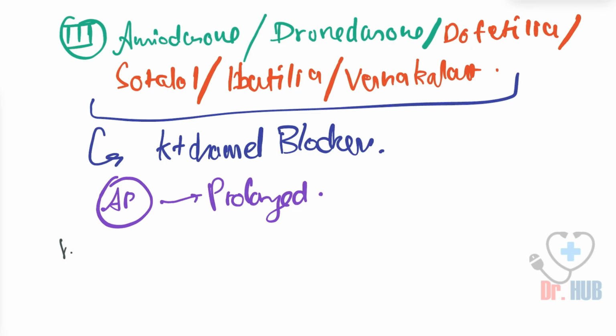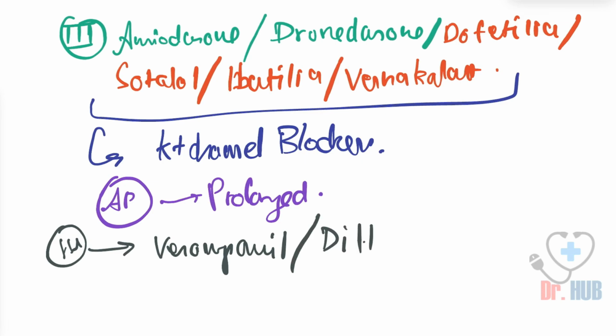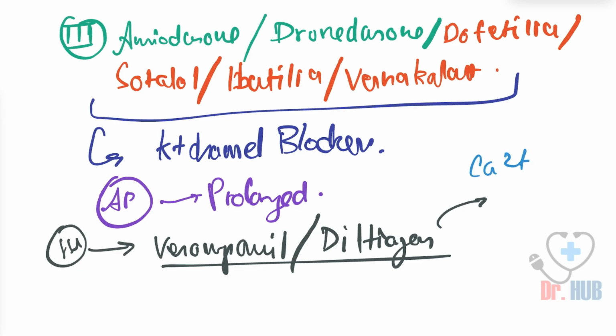Then we move on to class 4. So what is this class 4? Class 4 includes verapamil and diltiazem. So verapamil and diltiazem, they are class 4, and what they do is they block calcium. They are calcium channel blockers. All this will be easier if you know the diagram which we mentioned in the first.